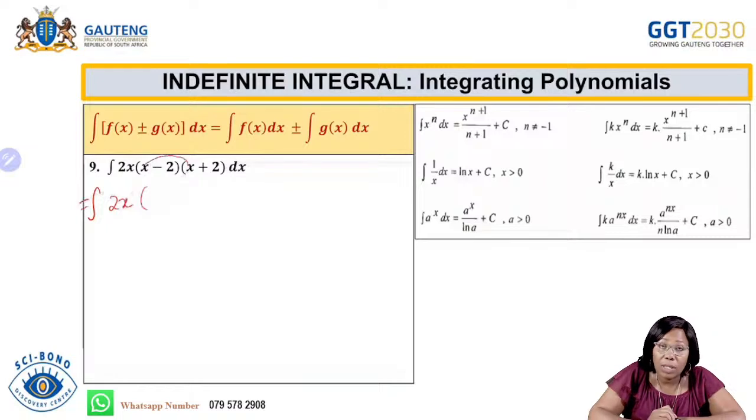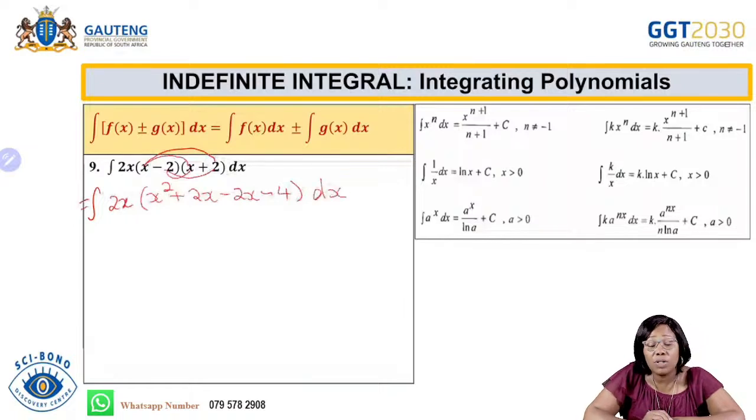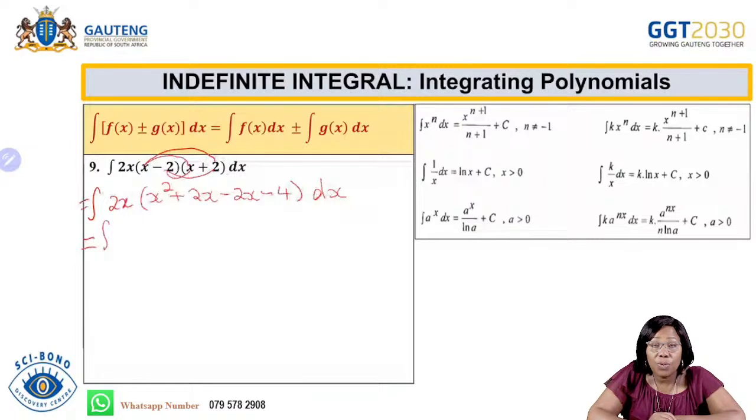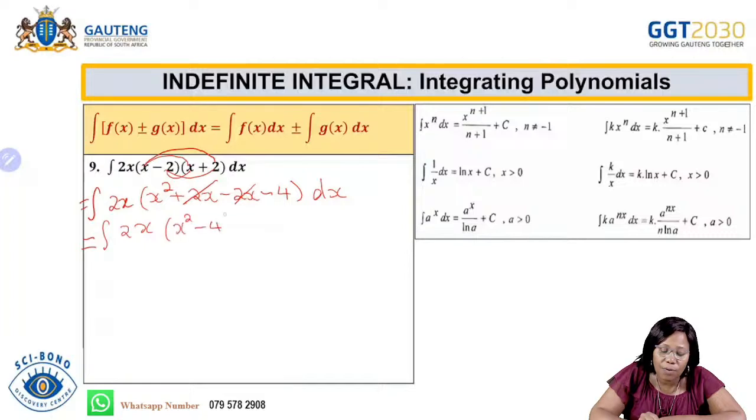Okay, that is x times x, which is x squared. The x times 2, that is a 2x. And the minus 2 times x, that is a minus 2x. And the minus 2 times 2, that is a negative 4. And then we are integrating with respect to x. We are still simplifying, grade 12. You can't integrate before you simplify as far as possible. These two, can you see now, 2x minus 2x will give us a 0. So we are left with 2x into x squared minus 4 inside the bracket.